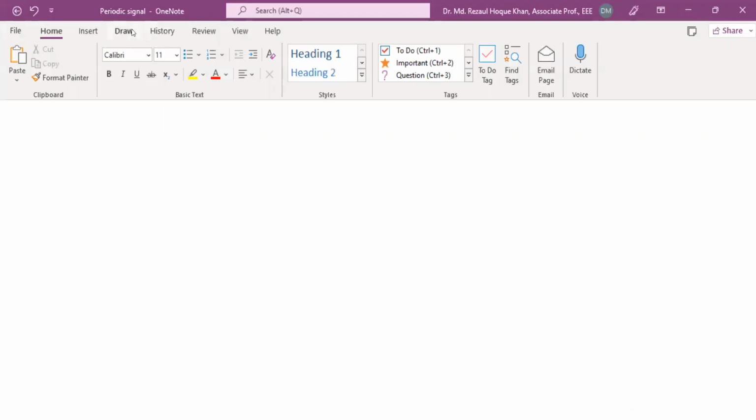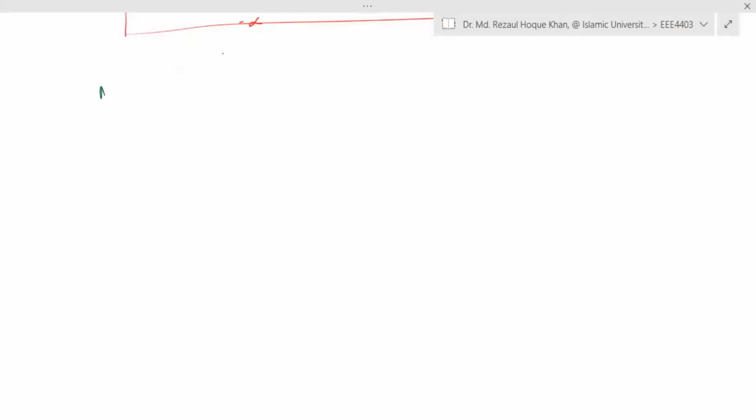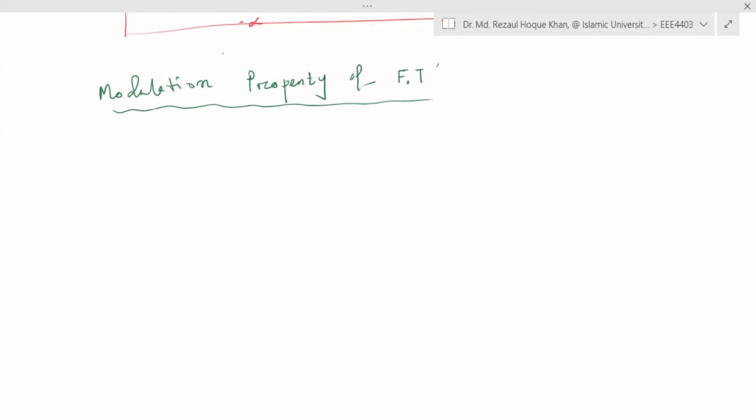So in continuation of the Fourier transform, let us continue with the modulation property of the Fourier transform. Let's see what the modulation property of the Fourier transform is.